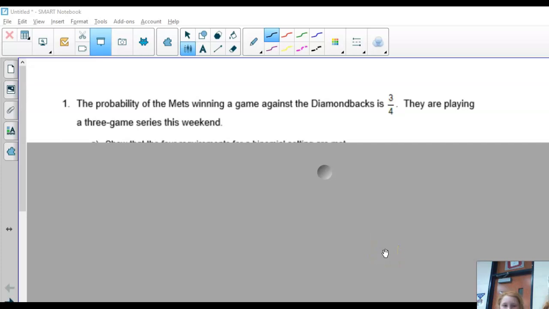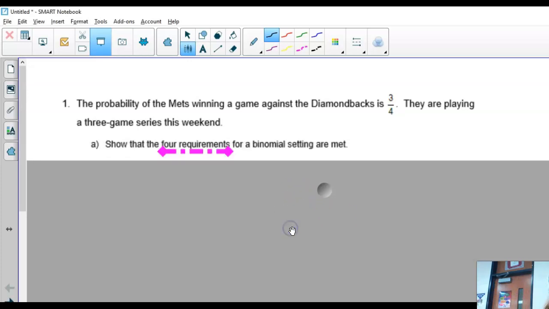Now we're going to say the probability of the Mets winning a game against the Diamondbacks is 3/4. They're playing a 3-game series this weekend. Check the 4 requirements for the binomial setting are met. The first requirement is B for binary, success, failure. That would be their wins and their losses.